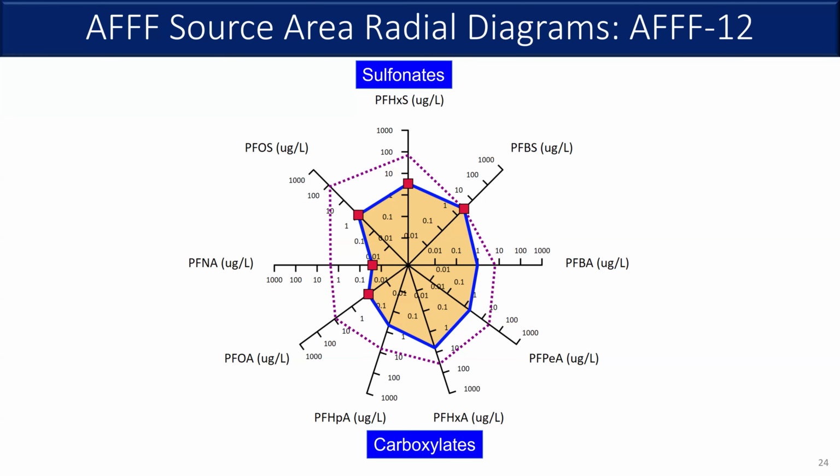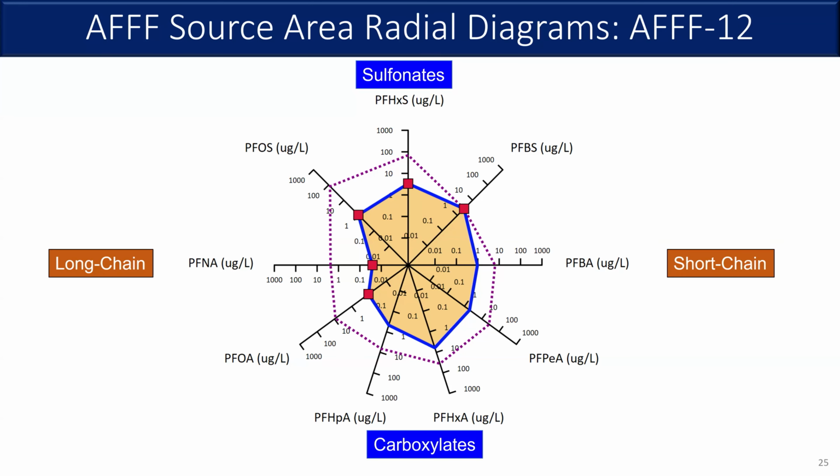So the first thing you'll see is the three axes at the top of the radial diagram. Those are all sulfonates that end in S: PFAS, PFHXS, PFBS. And then the six axes on the bottom, those are the carboxylates, ranging from the short chain PFBA all the way up to PFNA. And you'll see we've actually ordered the species on the diagram. So the long chain species are all on the left side, and the short chain compounds are all on the right side.